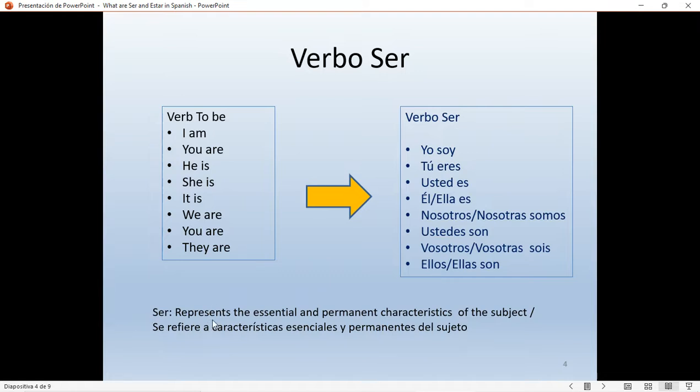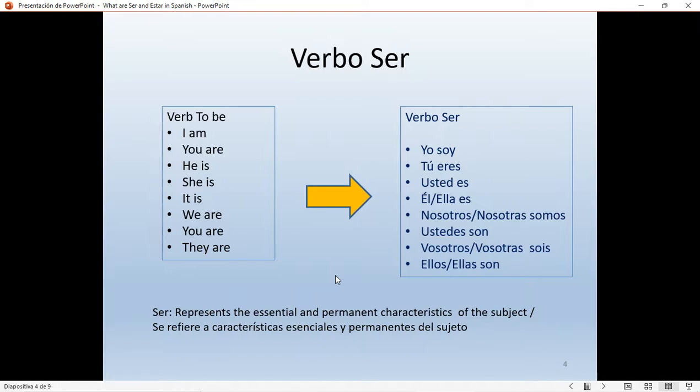Ser represents the essential and permanent characteristics of the subject. But how do I know when a characteristic is a permanent condition? How can I make the difference between permanent and temporary? Well, when a condition can't be changed fast and easy, we consider that condition as a permanent condition of the subject. Let me give you an example.